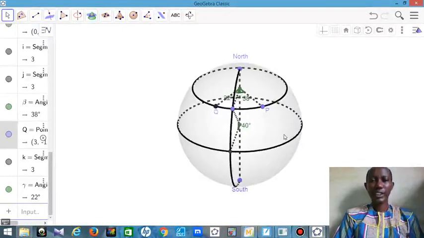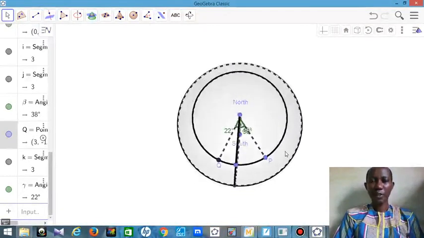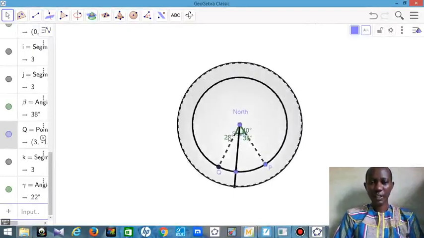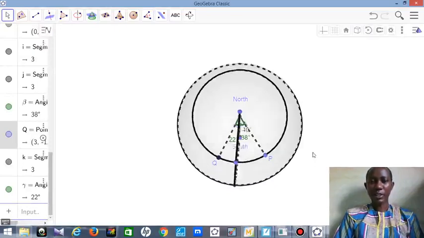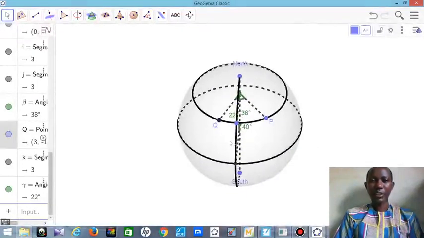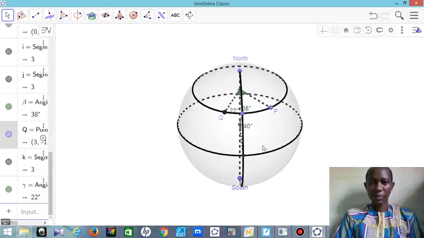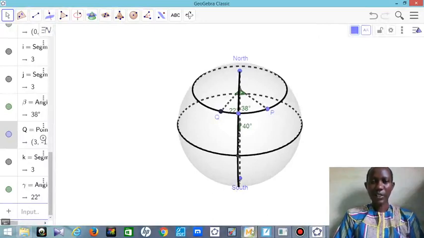So this is the sketch of the question. If you view it from the top, you can see it clearly. You can see point Q is 22 degrees west. Then point P is 38 degrees east. This is what we are talking about. Then the question says we should find the distance along the parallel of latitude, which is Q to P. So by the time you get this one, you have settled the first point.